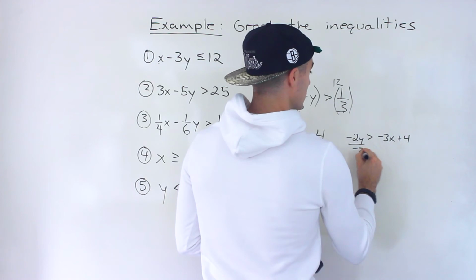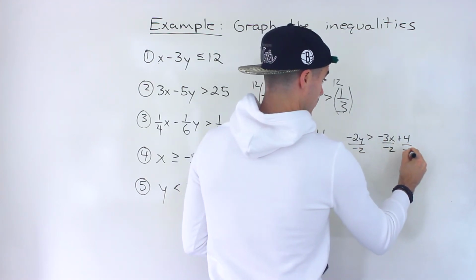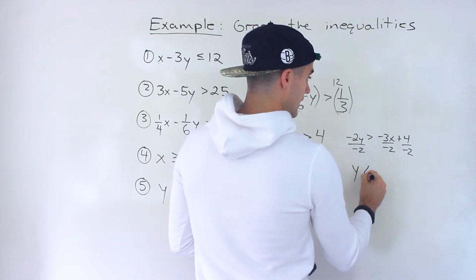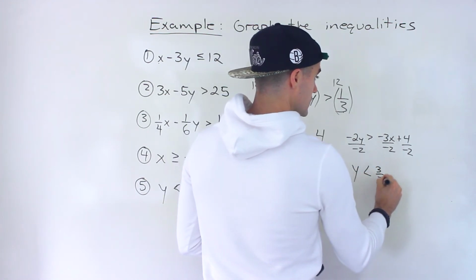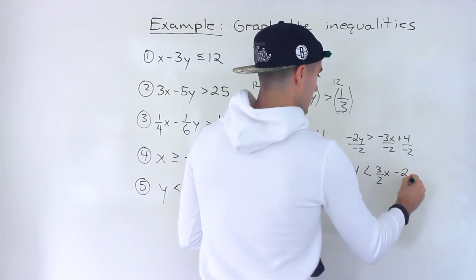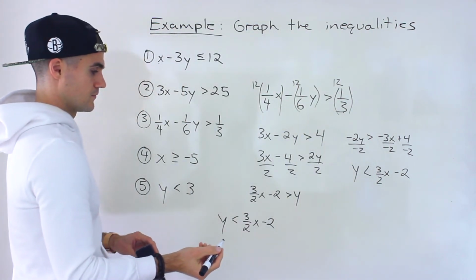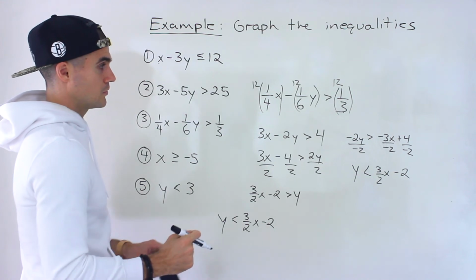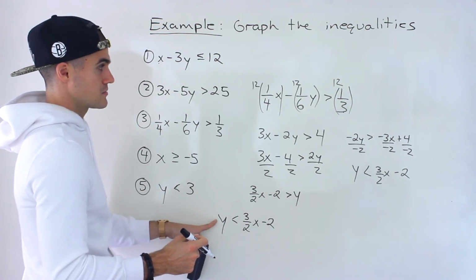Divide everything by negative 2 because we're dividing by a negative. You've got to flip this sign. So y would be less than positive 3 over 2 x minus 2, right? Which is what we got here. So again, multiple ways to get to this point.